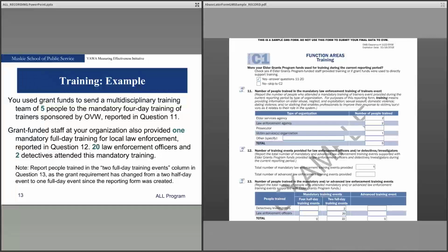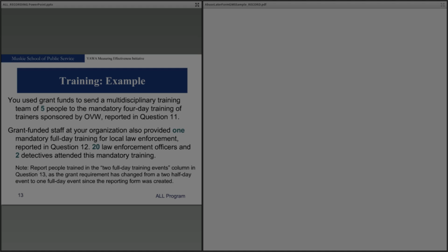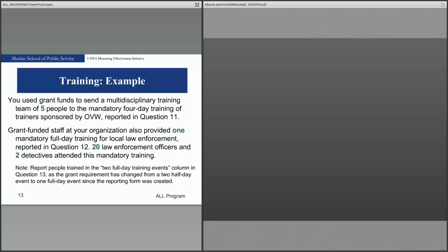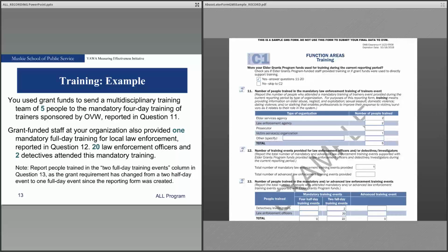So as you can see, in question 11 in our example, we filled out 2 people who were sent to this mandatory Training of Trainers event from elder services agencies, 2 people who were sent from law enforcement agencies, and 1 person who was sent from a victim services organization, for a total of 5. Continuing with our example, grant-funded staff at your organization also provided 1 mandatory full-day training for local law enforcement, which is reported in question 12.